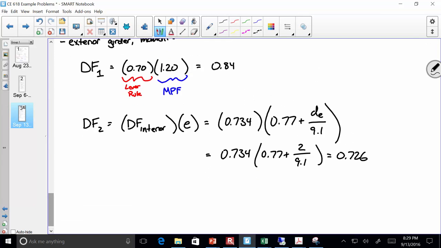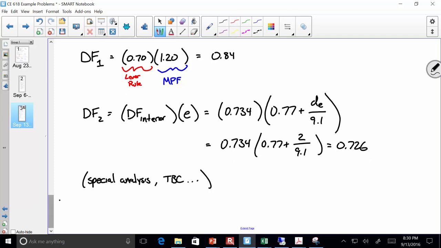Exterior. Now, we're actually forgetting a couple more distribution factors. We've got exterior girder, 1-lane loaded scenarios, exterior girder, multiple lane loaded scenarios, and then special analysis, to be continued. We'll come back and do special analysis. All right. Sound good?